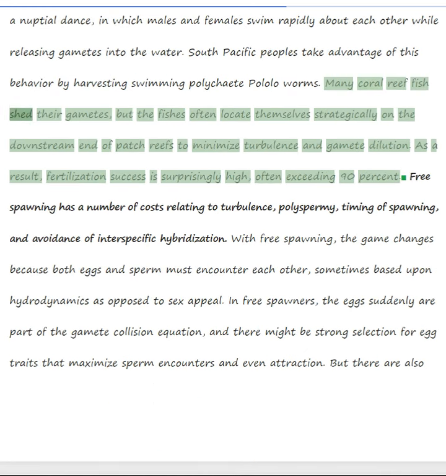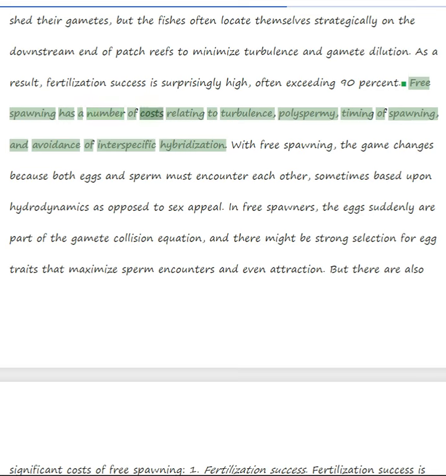Many coral reef fish shed their gametes, but the fishes often locate themselves strategically on the downstream end of patch reefs to minimize turbulence and gamete dilution. As a result, fertilization success is surprisingly high, often exceeding 90%. Free spawning has a number of costs relating to turbulence, polyspermy, timing of spawning, and avoidance of interspecific hybridization.